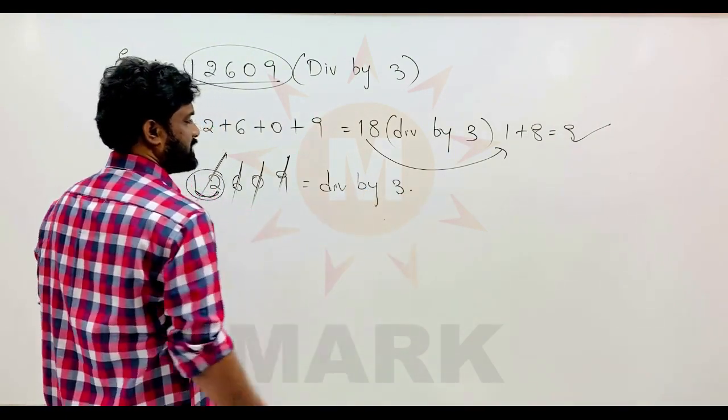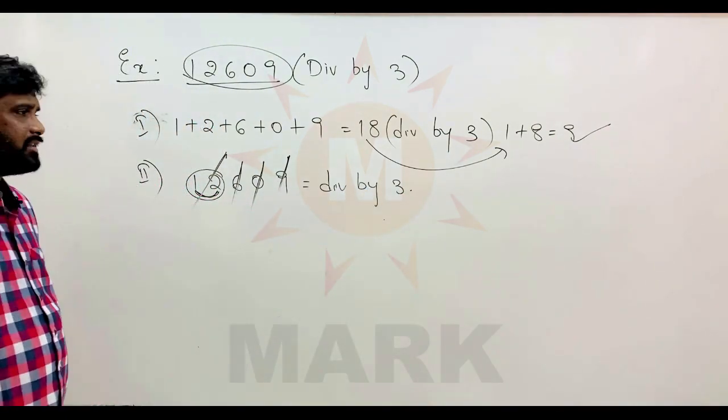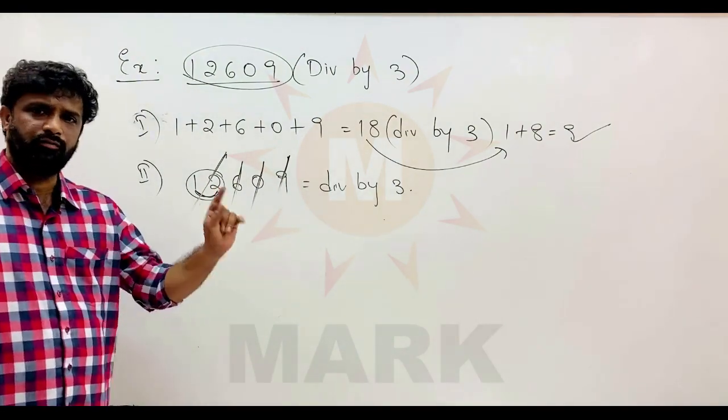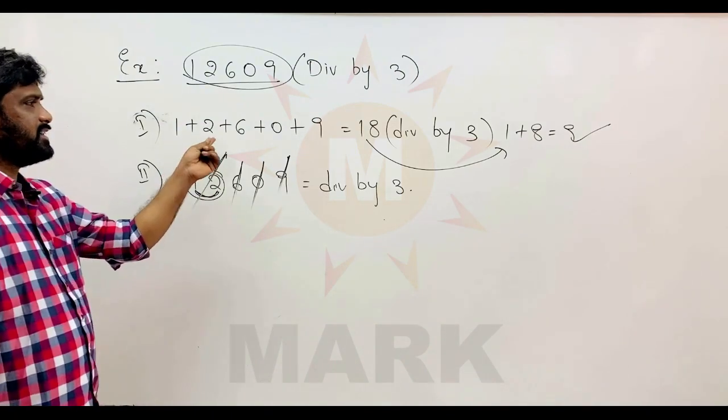Then that number is exactly divisible by 3. The same rule will follow for 9 also. Instead of 3, we will take the logic of 9. So the first method is, you sum up all the digits.